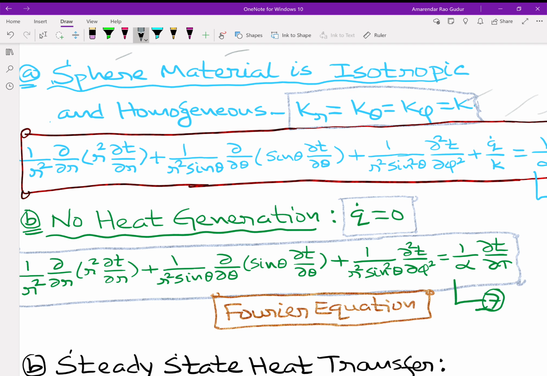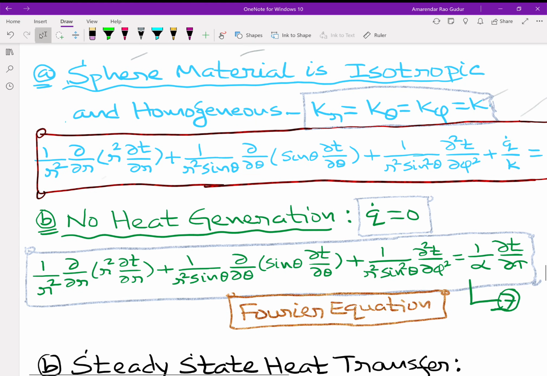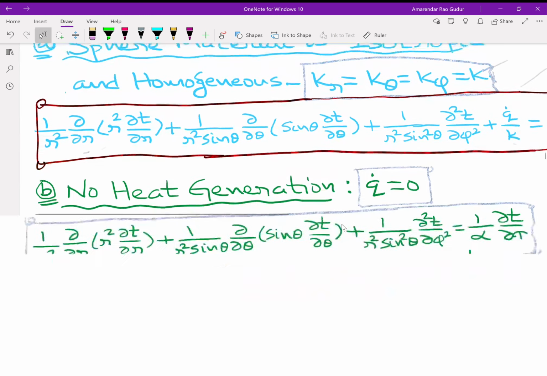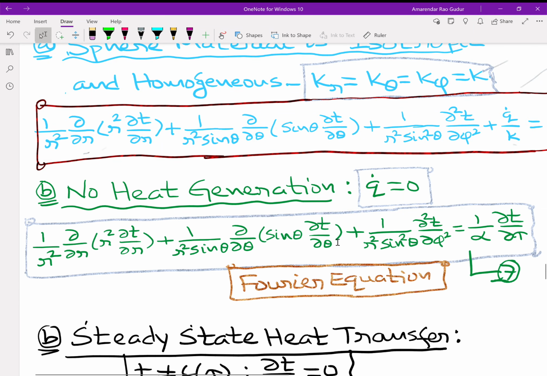I may say 1D unsteady, no heat generation. So the first term would be equal to the RHS. I may say 1D steady with uniform internal heat generation. Then the first term plus the fourth term is equal to 0. Like this, one can speculate a variety of assumptions to make this equation simple and manageable.